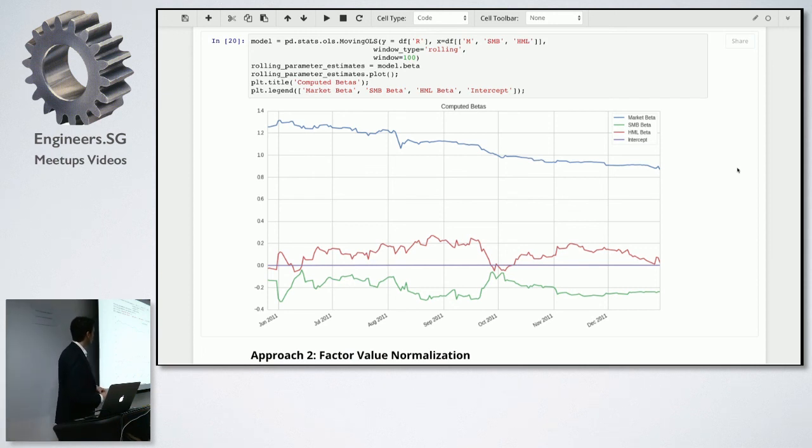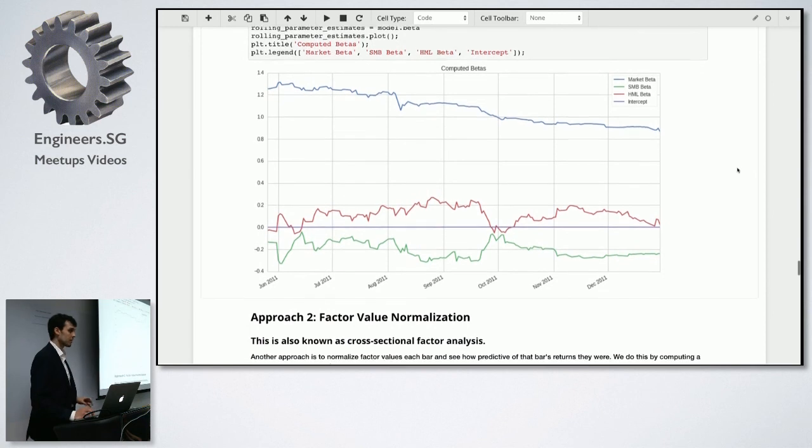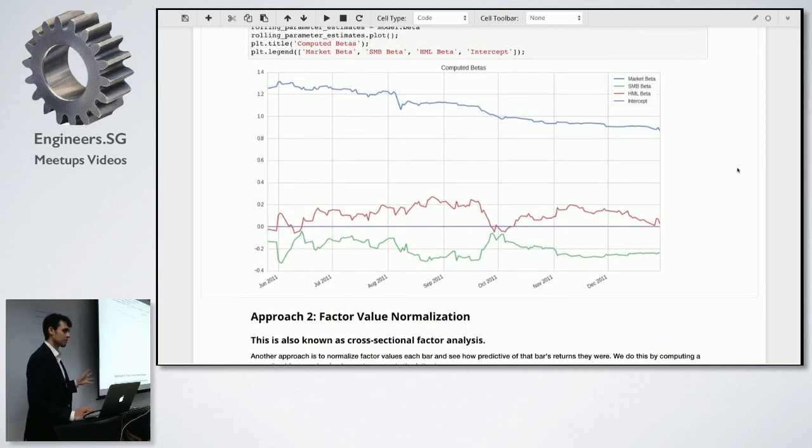And then this is the market beta up top, consistently higher than the other two. That make sense? Questions? Concerns?